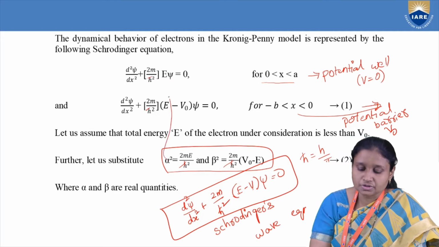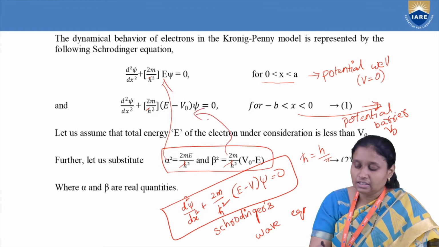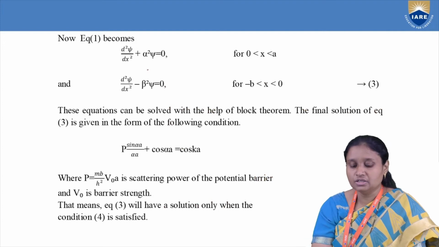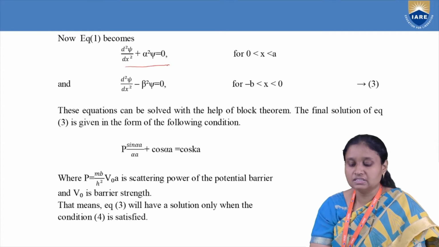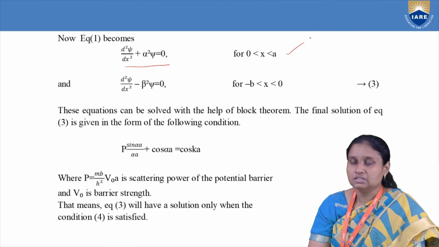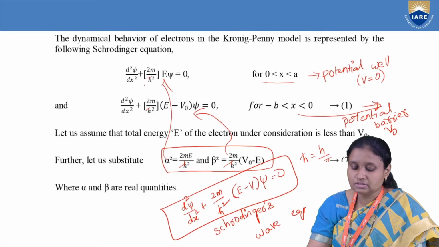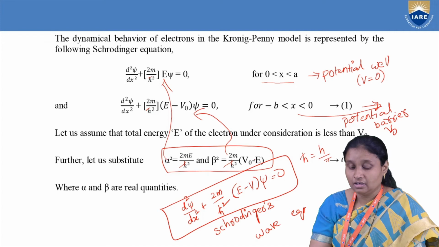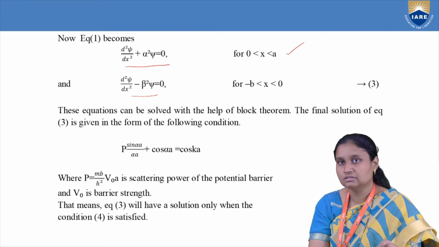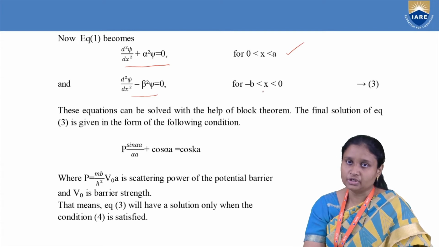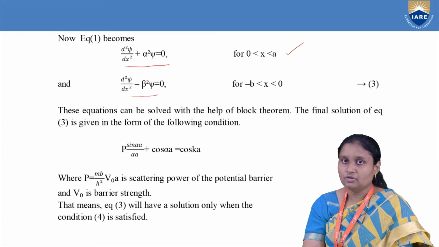Now I am going to make these substitutions in the Schrodinger's wave equation. Then I'll have my equations like this. Alpha square is 2mE by h cross square. So I'll have my Schrodinger's wave equation as d square psi by dx square plus alpha square psi is equal to 0. This is for the region when the electron is in the potential well, where potential is 0. And here I'll get this equation. Why minus? Because we are defining beta square as V naught minus E, but here we have E minus V naught. So that's why here we'll have minus beta square psi is equal to 0, when the electron is near the potential barrier where potential is V naught. So these are second order differential equations.